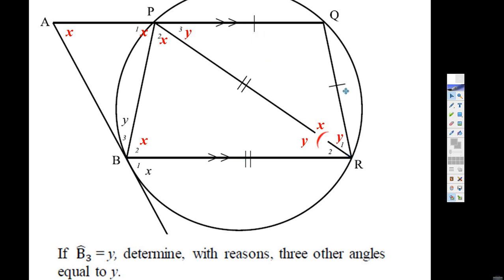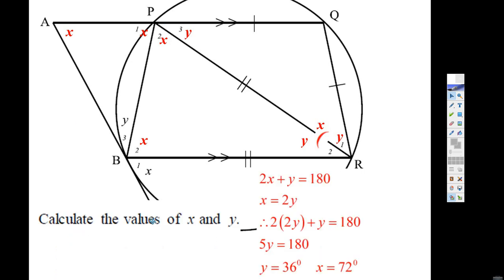Oh yeah, but those sides were equal. PQ was equal to QR. If you have equal angles opposite equal sides, that's what makes R1 equal to y. And there we did it. We found three different angles that are equal to y. And the last question is just a little bit tricky.